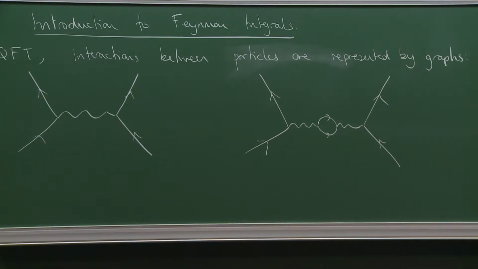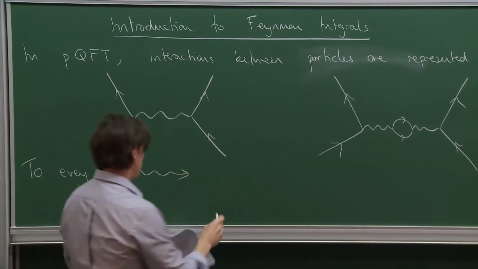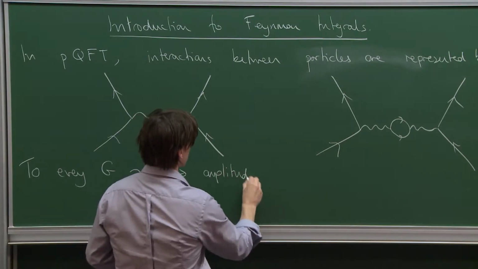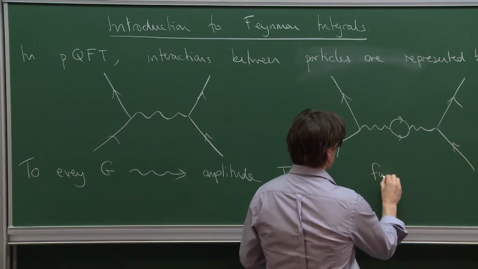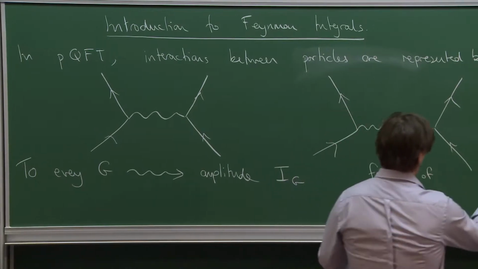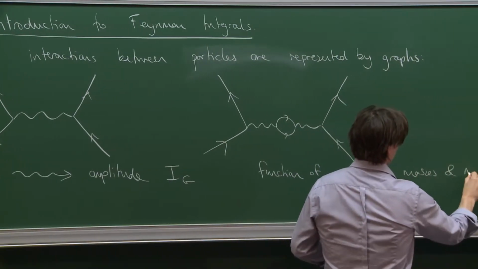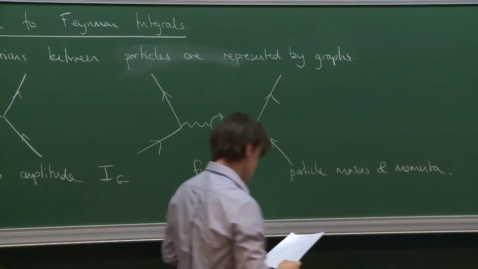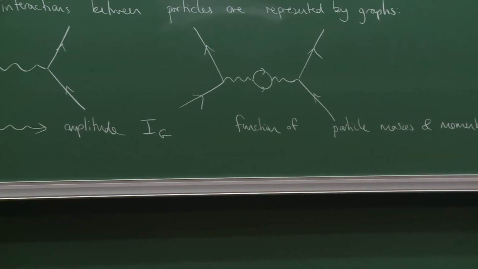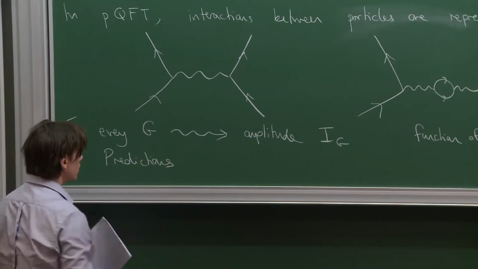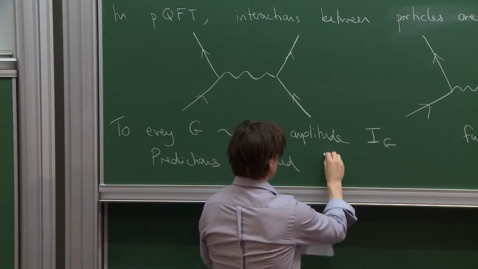And the game is that to every such graph, physicists associate an amplitude I_G, which is given by some integral, and it's going to be a function of certain data, which are masses and momenta of particles. And the final answer that you compare with the experiment is obtained by summing over all graphs.